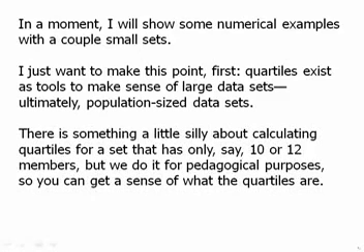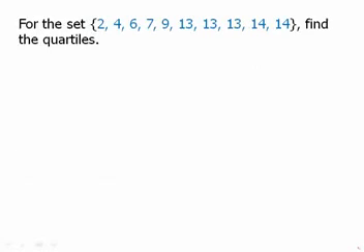We're talking about tens of millions, hundreds of millions of points. There's something a little silly about calculating quartiles for a set that has, say, 10 or 12 members, but we do it for pedagogical purposes so you can get a sense of what the quartiles are. So just keep that in mind. What we have here really is a tool for understanding how population size sets operate, but in order to understand how it works, we're going to need to look at a couple tiny sets. So it's a bit hokey what we're doing, but just suspend disbelief on that point so we can talk about how this works.